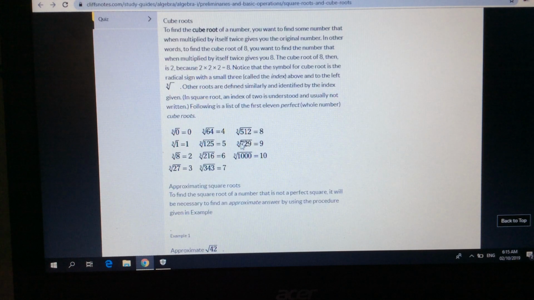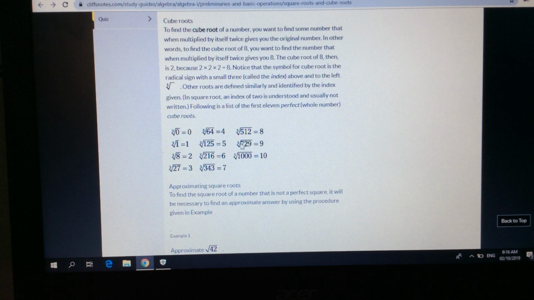Next, the cube root. To find the cube root of a number, you want to find some number that when multiplied by itself twice gives you the original number. In other words, to find the cube root of 8, you want to find the number that when multiplied by itself twice gives you 8. So the cube root of 8 then is 2, because 2 times 2 times 2 is 8.